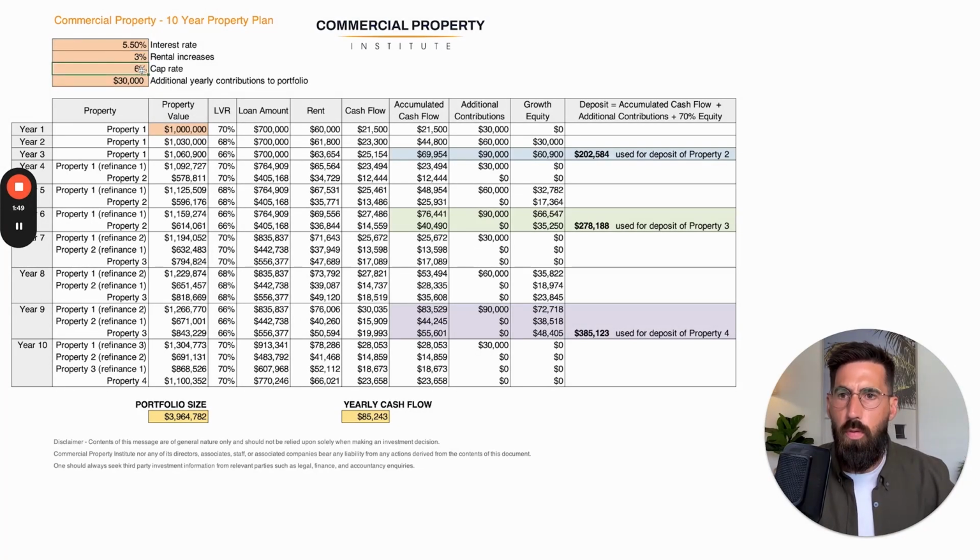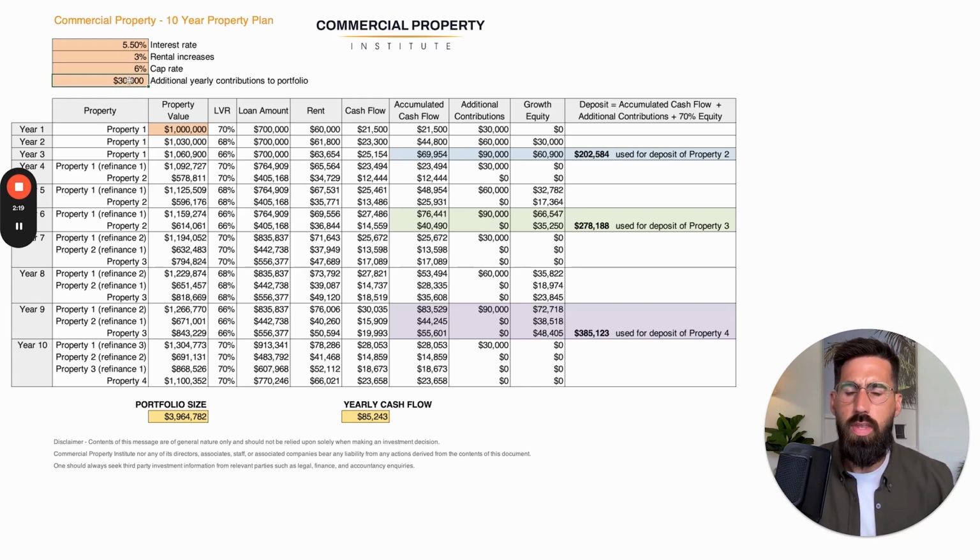6% is if you're buying the portfolio at a 6% cap rate or net yield and it maintained this cap rate. And then $30,000 is additional contributions to the portfolio each year, which you and your investor partner, for instance, may put together to get into the next property sooner rather than later.